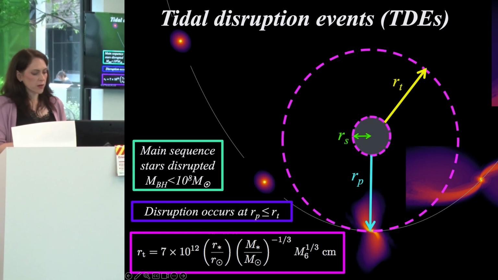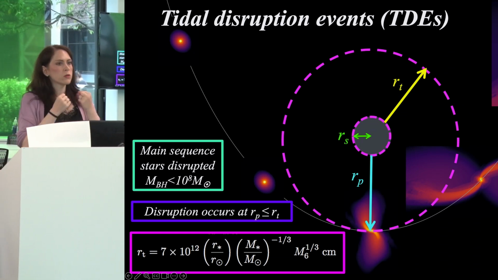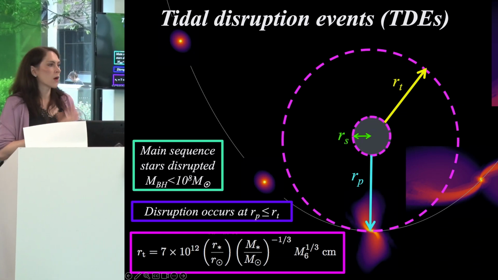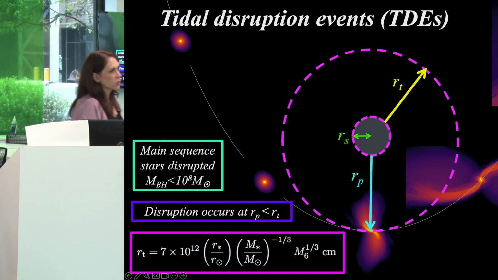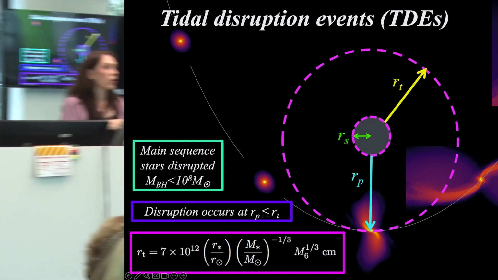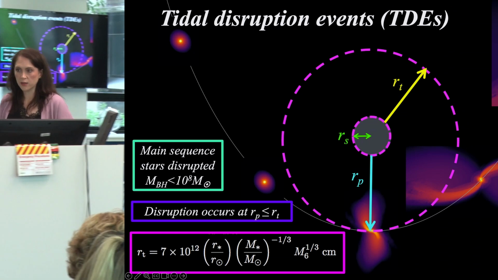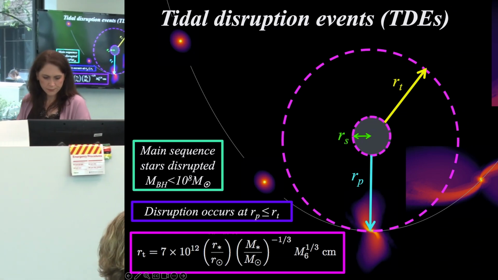When it is much greater than 1, what you find is that the whole star is disrupted. When you find that it's less than 1 or around 1, the black hole starts to nibble the star instead of completely disrupting it.